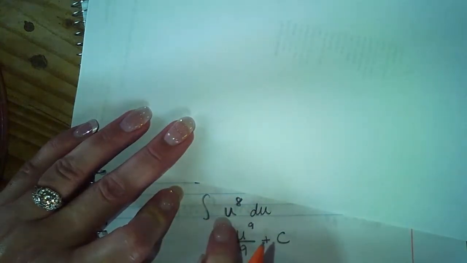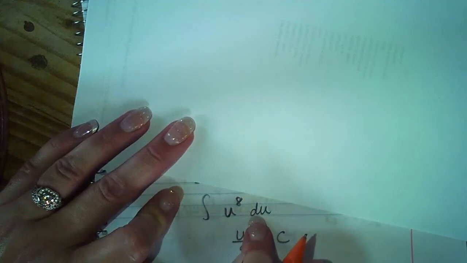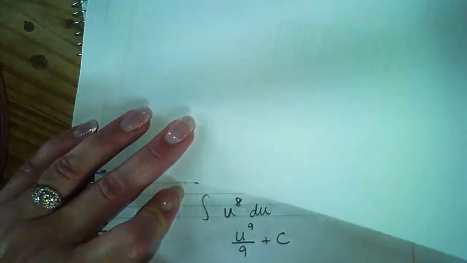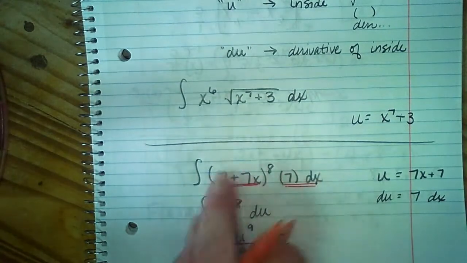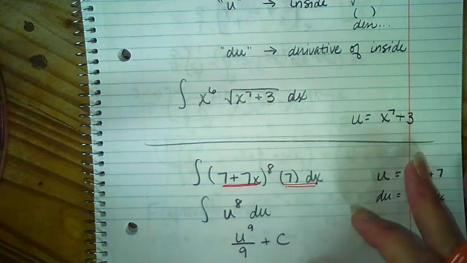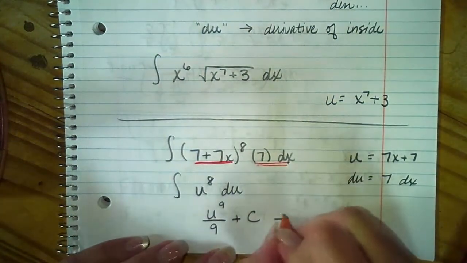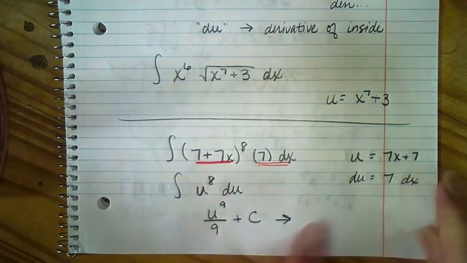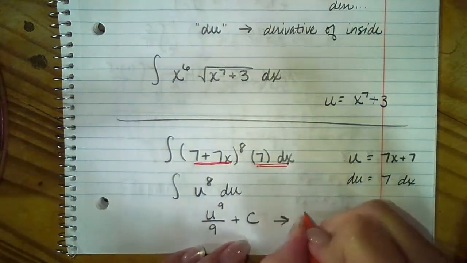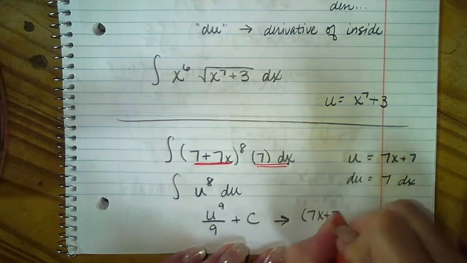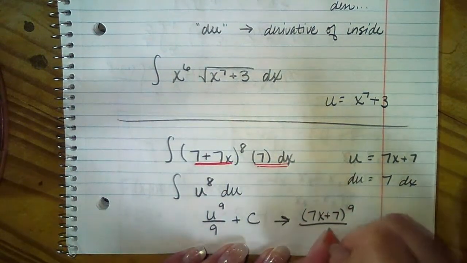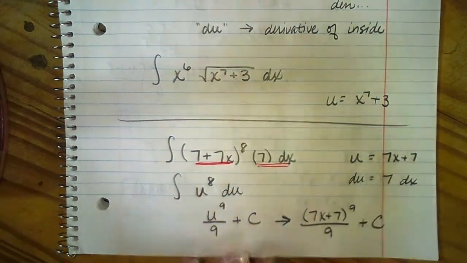Because you have u and you have its derivative. Okay? So now the only issue is I started in x world, so I better end in x world. So take it out of u's and rewrite this. What is my u? My u is 7x plus 7 raised to the 9th power over 9 plus c.